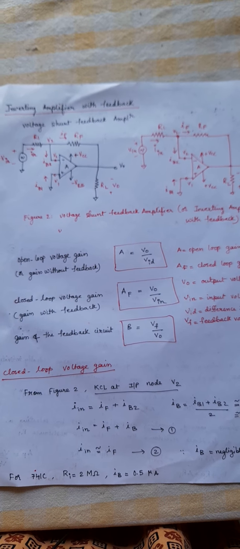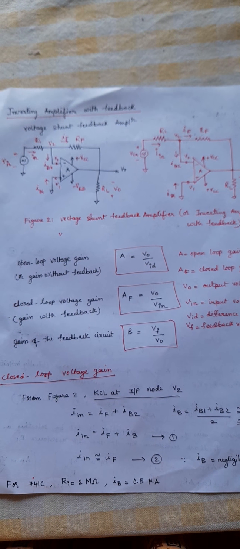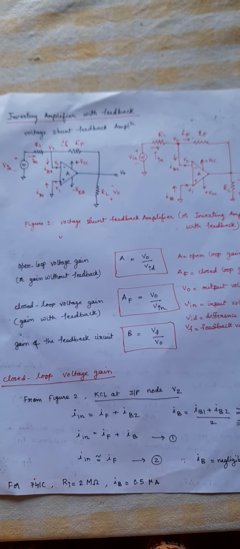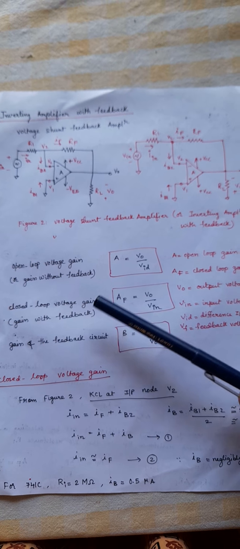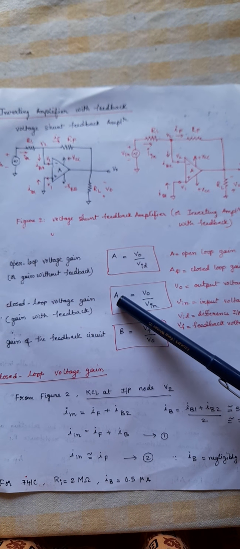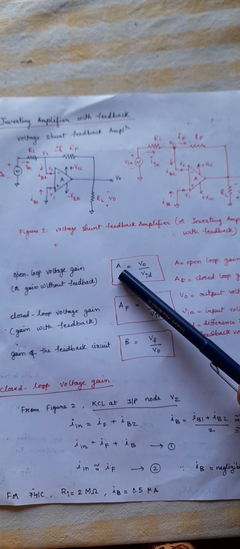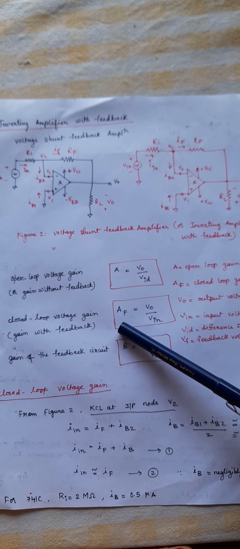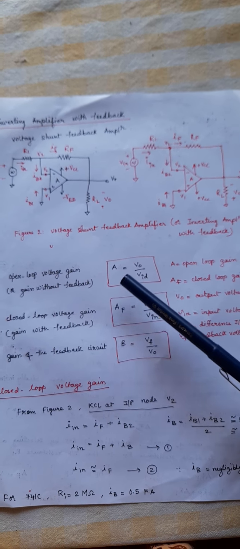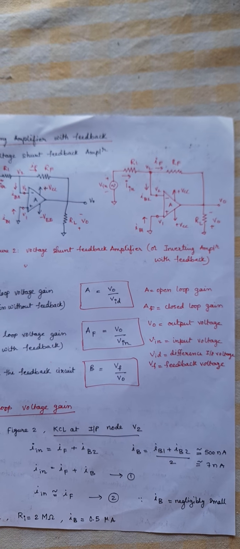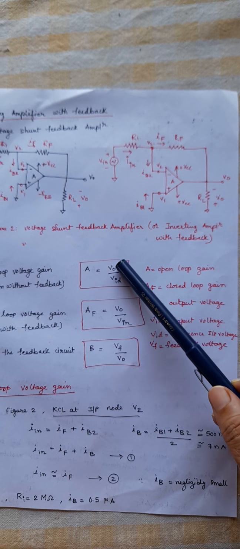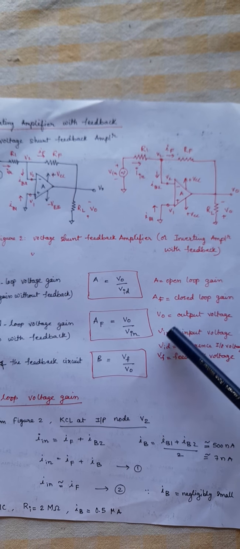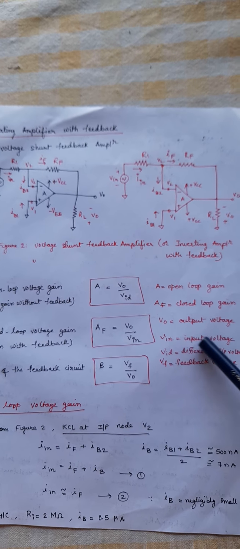Before going into the derivations, let us quickly know some basic definitions. Open loop voltage gain, capital A, is equal to V0 by VID. Closed loop voltage gain, the symbol is AF. Open loop gain A is equal to V0 by VID and closed loop gain AF is equal to V0 by Vin. A is open loop gain, AF is closed loop gain. V0 is output voltage, VID is the difference input voltage and Vin is the input voltage.